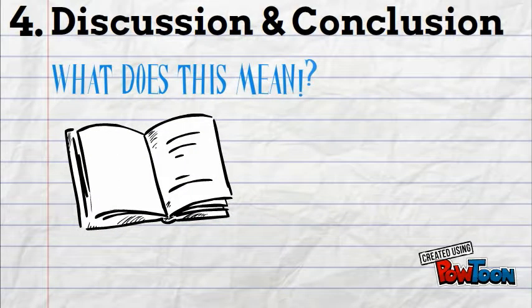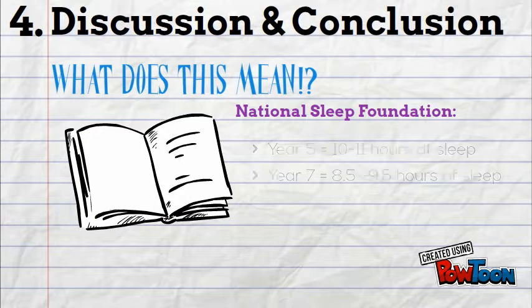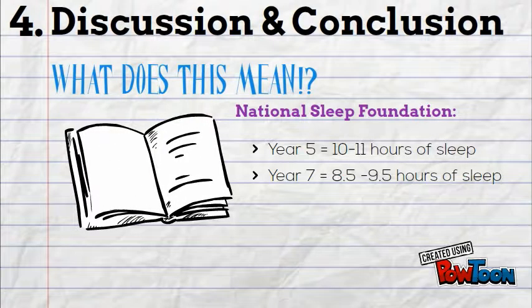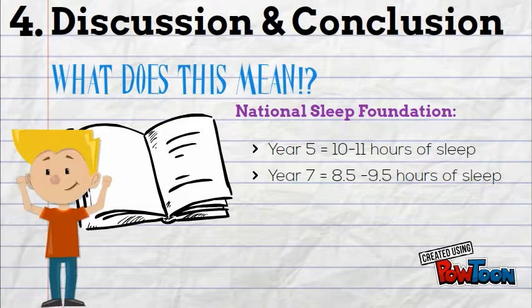According to the National Sleep Foundation, students in Year 5 are recommended to sleep between 10 and 11 hours a night, whereas students in Year 7 are recommended to sleep between 8.5 to 9.5 hours each night. So essentially, both variables are receiving the right amount of sleep for their age brackets. Woohoo!